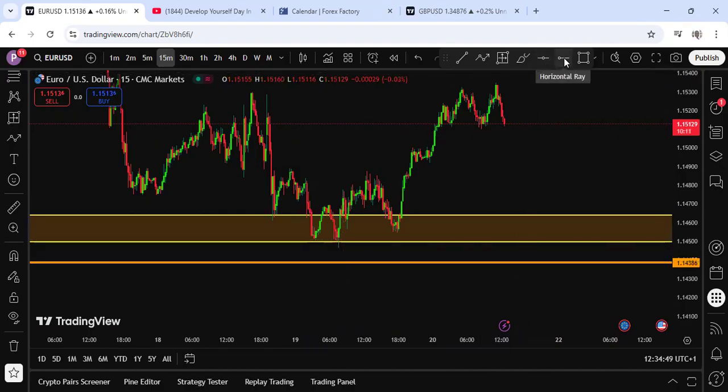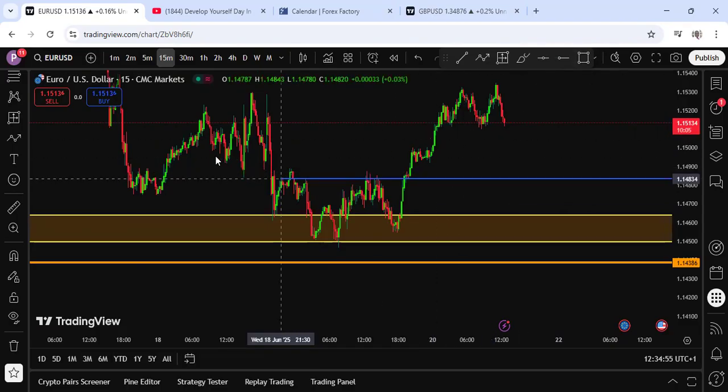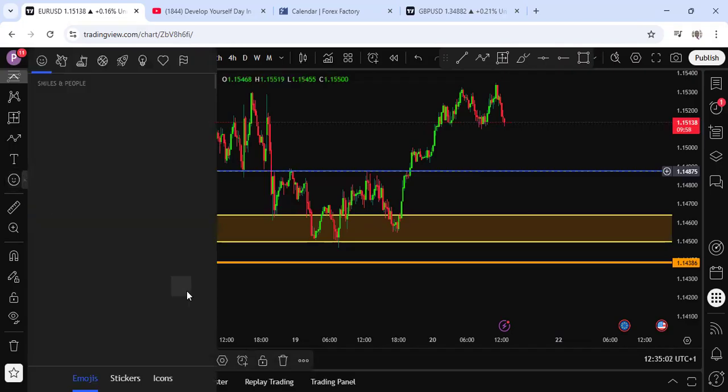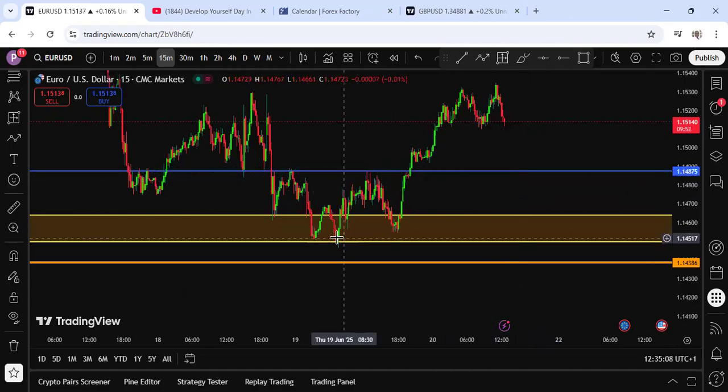So let's see if we can have another minor. This is also another level we are seeing here. So let's also expect this market to react to this level here. Let's expect this market to come down here and give us a chart pattern like a W, like this, a double bottom, or a double top.